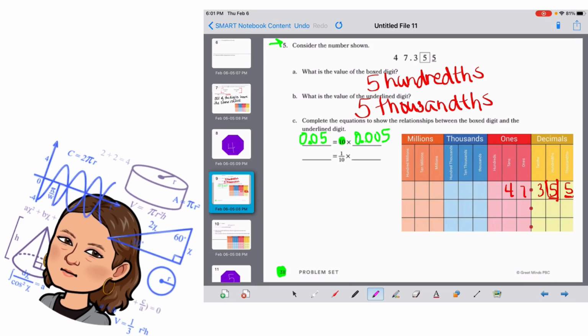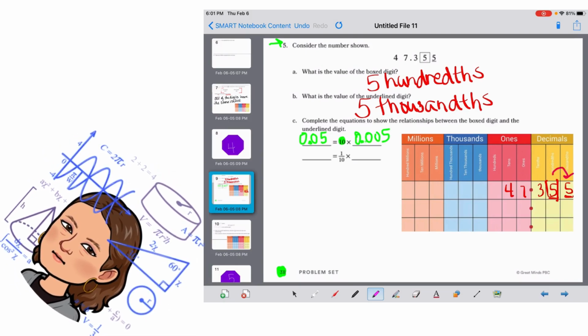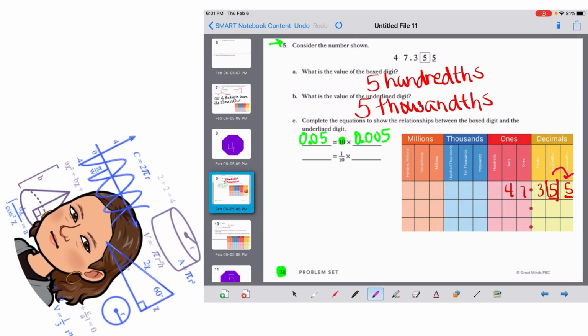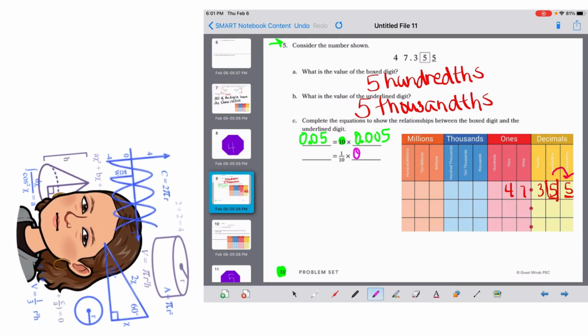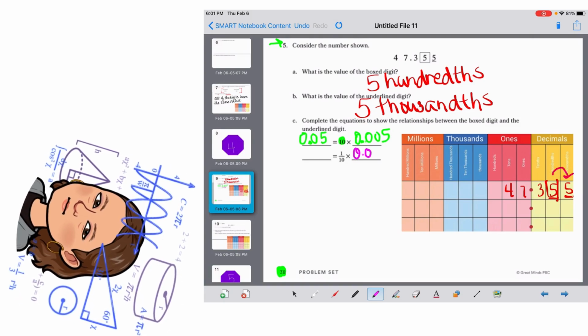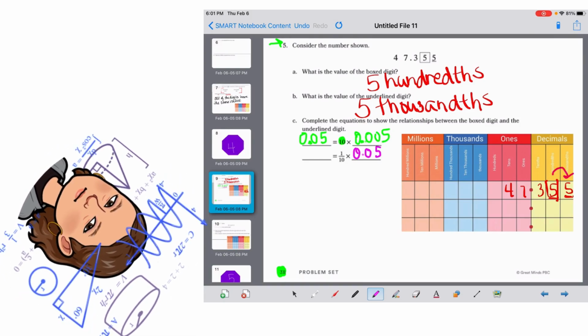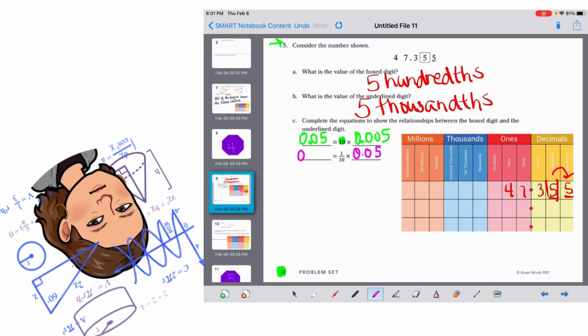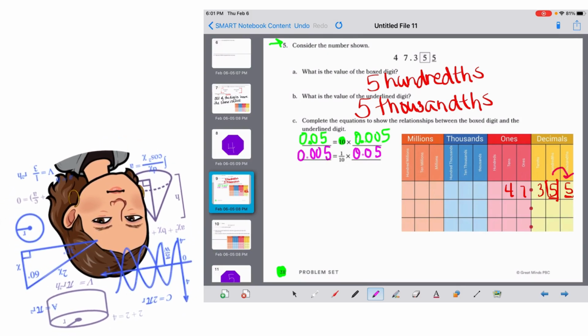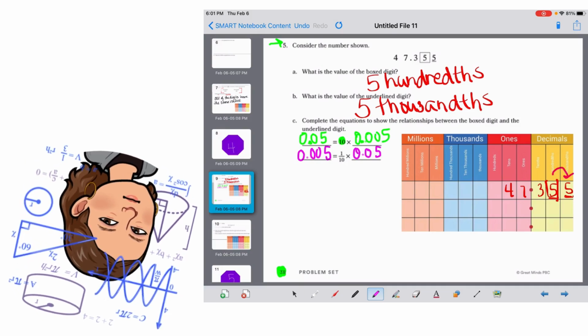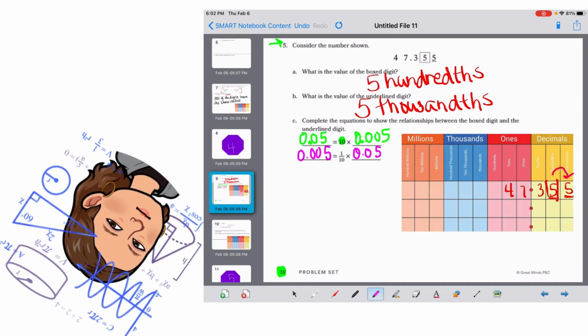So I know that the last one is smaller. If I say I have 5 hundredths times a tenth, I am going to end up with 5 thousandths. I know that's confusing, and we will keep working on it.